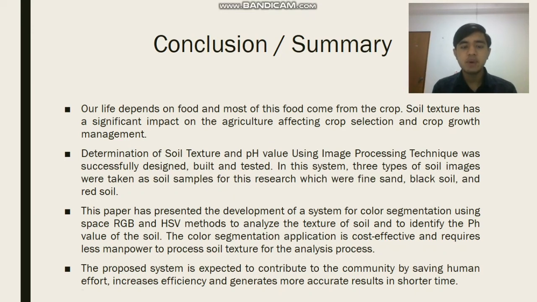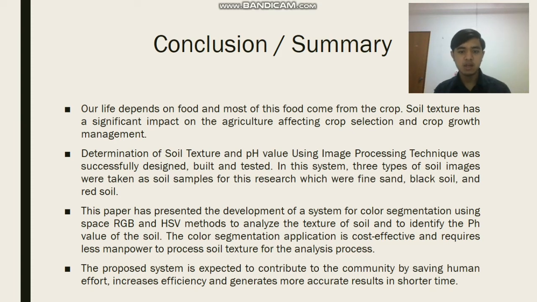In conclusion, our life depends on food, and most of the food that we eat comes from crops. To quote what I said in the introduction, soil texture has a significant impact on agricultural events such as crop selection and crop growth management. The determination of soil texture and pH value using image processing technique was successfully designed, built, and tested. In this system, we tested three different types of soil, which include fine sand, black soil, and red soil. This paper has presented the development of a system for color segmentation using the RGB and HSV methods to analyze the texture of soil and to identify the pH value of the soil.